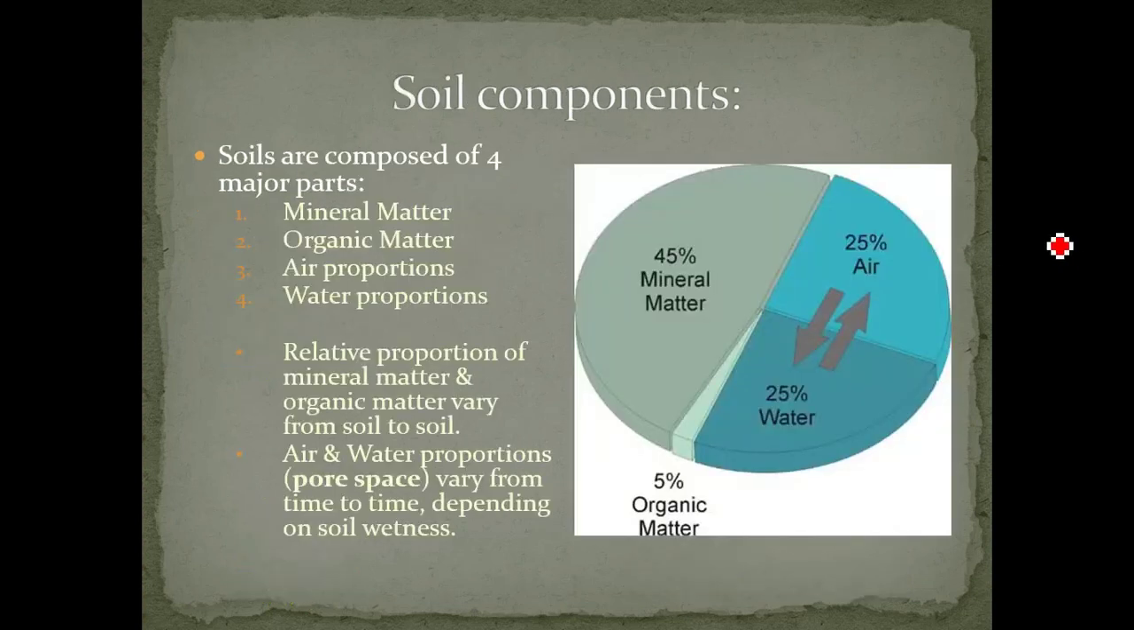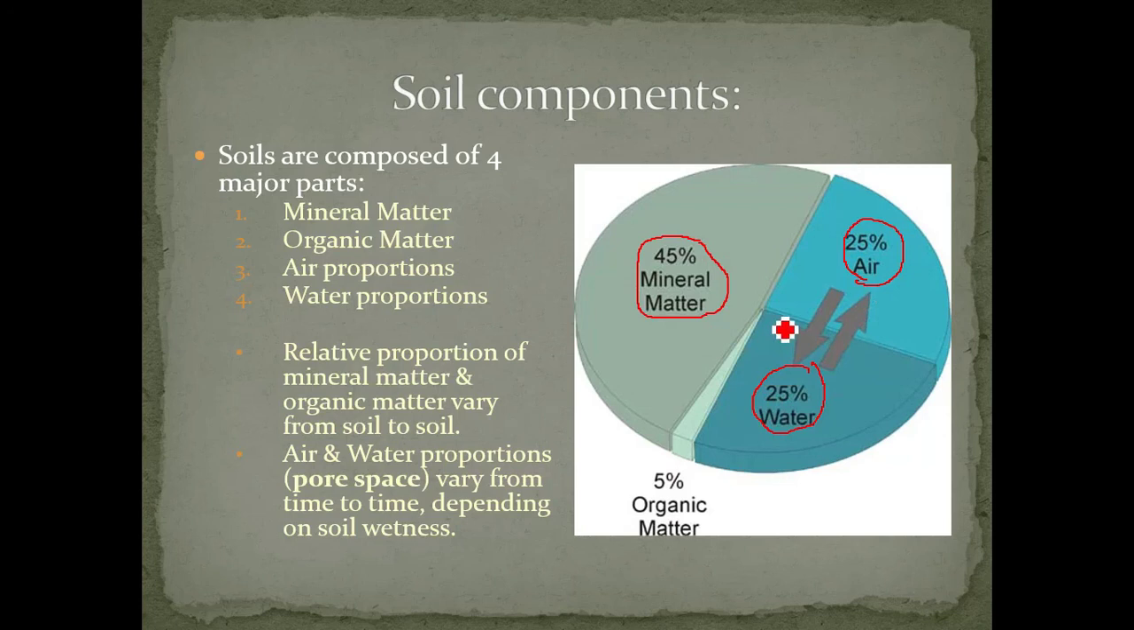Components of soil. Soils are composed of four major parts. We have our mineral matter, which composes about 45% of the soil. This is the stuff that the soil was originally derived from, the non-organic fraction of the soil. And then about 25% of the soil is occupied by either air or water, depending upon the water status of the soil. When the soil is moist, it'll have more water. When the soil dries out, it'll have more air and less water.